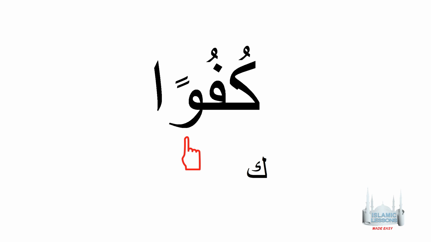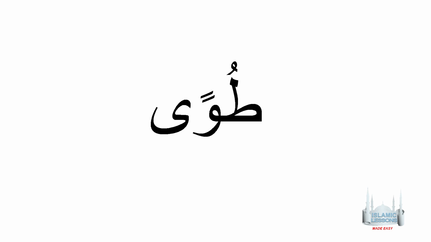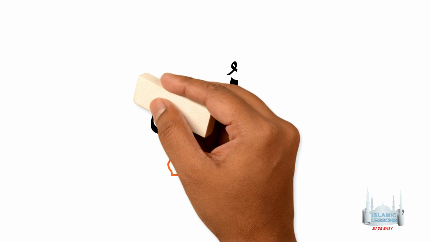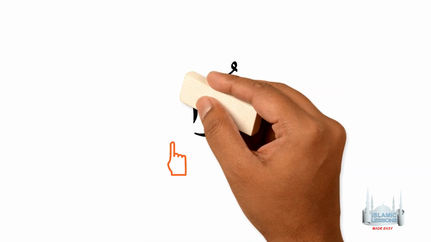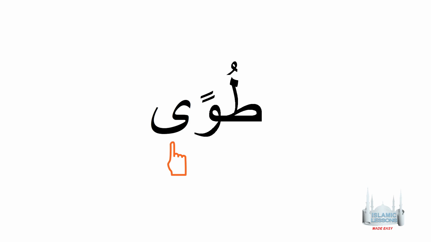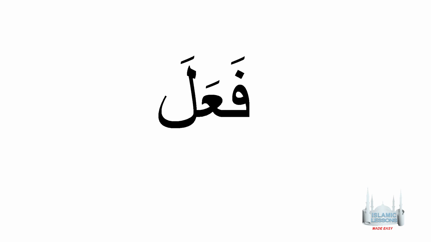Kufuwan. Sometimes a word is written like this. It reads Tu-wan. Tuwan. But what's this symbol? Sometimes for the purpose of writing, at the end of a word, it is written either with an alif or with this symbol, but is read the same. Tuwan.